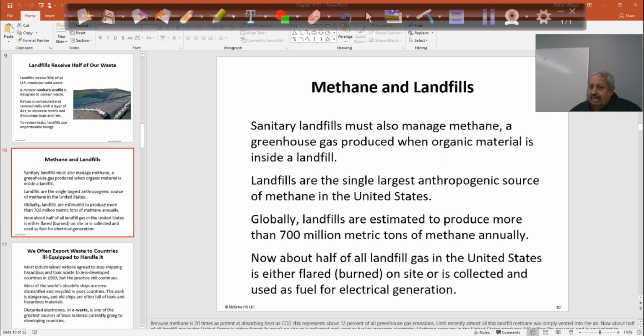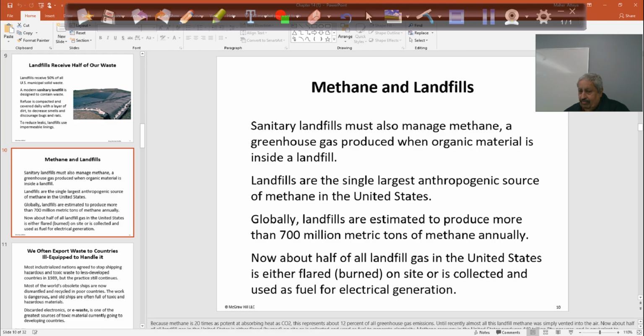Methane in landfills. Part of all this waste we dump in those landfills is methane, which is produced inside those waste, and methane is considered the major component of natural gas. Landfills are the single largest anthropogenic source of methane in the United States. Globally, landfills are estimated to produce more than 700 million metric tons of methane annually.